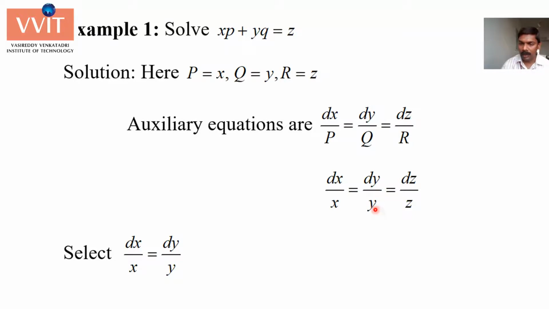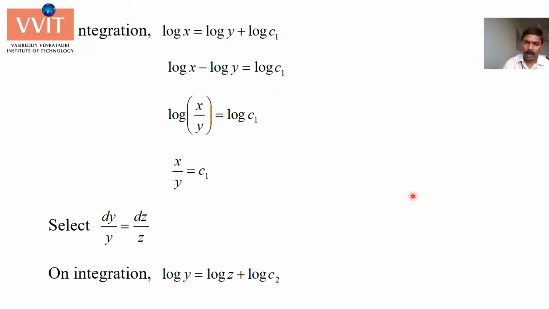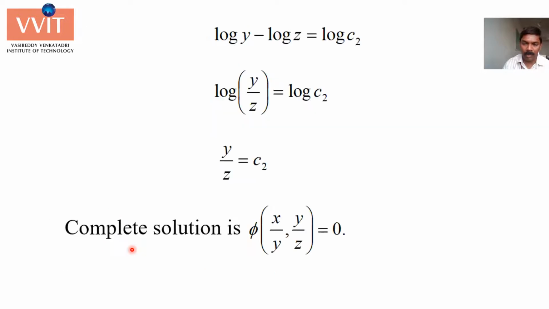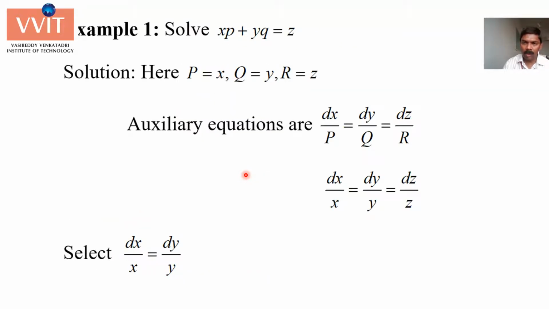Like that I have taken the second selection as second member and third member. By doing the second member and third member, again the same procedure, integration, same integration formulas, and it leads to y by z equal to c2. So now some of you may have a doubt. I have selected 1, 2 and then 2, 3.